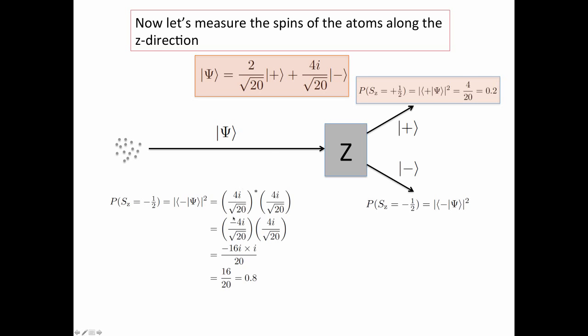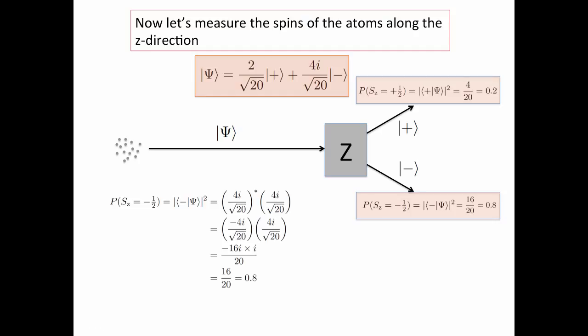The star here means take the complex conjugate, and so that means inserting a minus sign in front of the 4i. Multiplying these two numbers together, you get minus 16 i times i divided by 20. i times i is minus 1. So the result is 16 over 20, which is 0.8. So we can insert this here. The probability of measuring atoms with spin down is equal to 0.8. In other words, 80% of the atoms you would measure coming out in the minus beam, the spin-down beam.